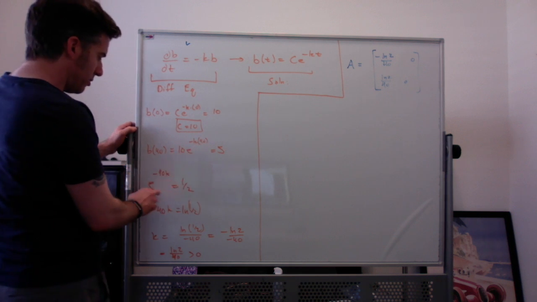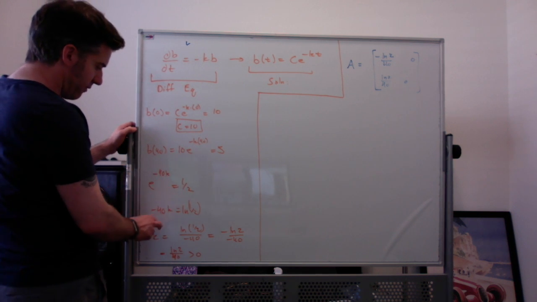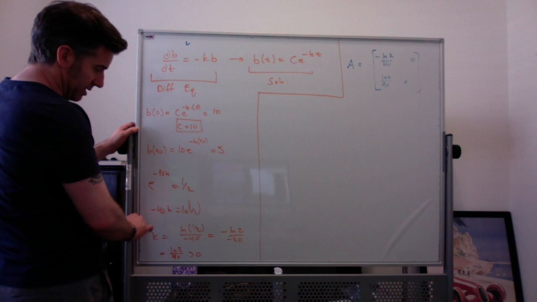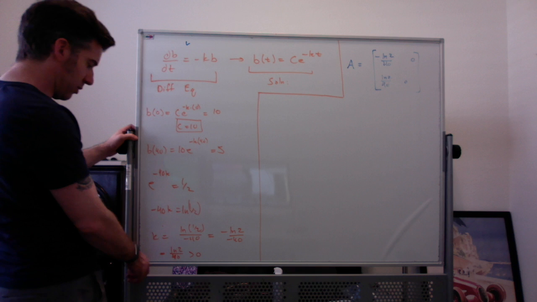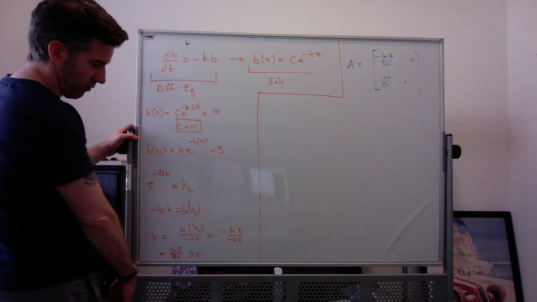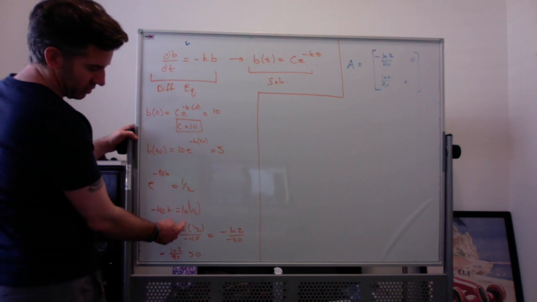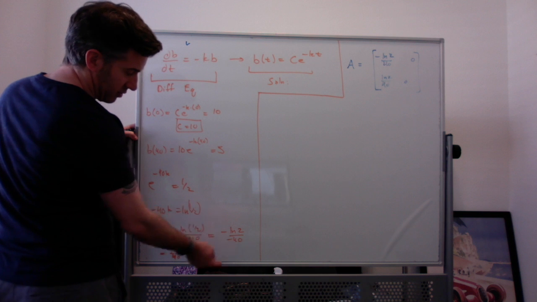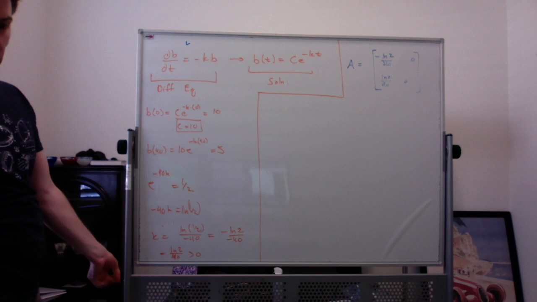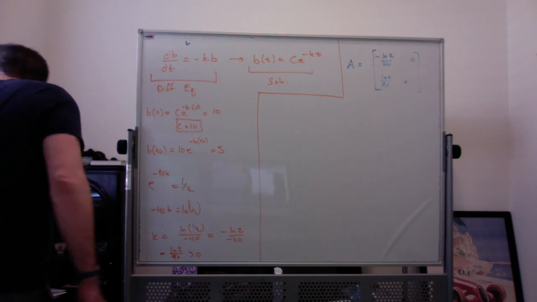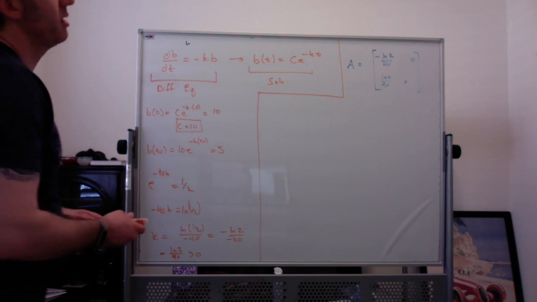Solving for k, we get e^(-40k) equals 1/2. Taking the natural log of both sides, negative 40k equals the natural log of 1/2. Divided by negative 40, we get k equals the natural log of 1/2 over negative 40. And I simplified that. The natural log of 1/2 is the same as the negative natural log of 2, and then the negatives cancel. So you get k equals the natural log of 2 over 40, which is a positive number. All right, so then, here's our matrix A.